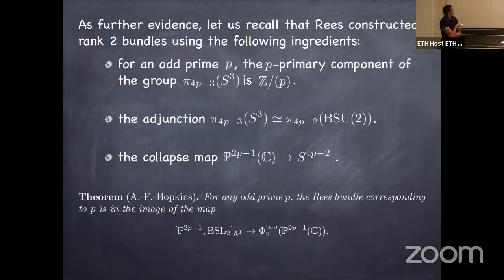He took p an odd prime, and it's a classical result of Serre that the 4p minus third homotopy group of S3 is Z mod p, the p-primary component of it. By adjunction, that is the 4p minus second homotopy group of BSU2, which corresponds to a rank 2 bundle on a 4p minus 2 sphere. If you can lift it along the collapse map, then you get a topological vector bundle of rank 2. Riesz proved that it does lift along the collapse map, and you do indeed get a non-trivial topological vector bundle on P2p minus 1 for any prime p.